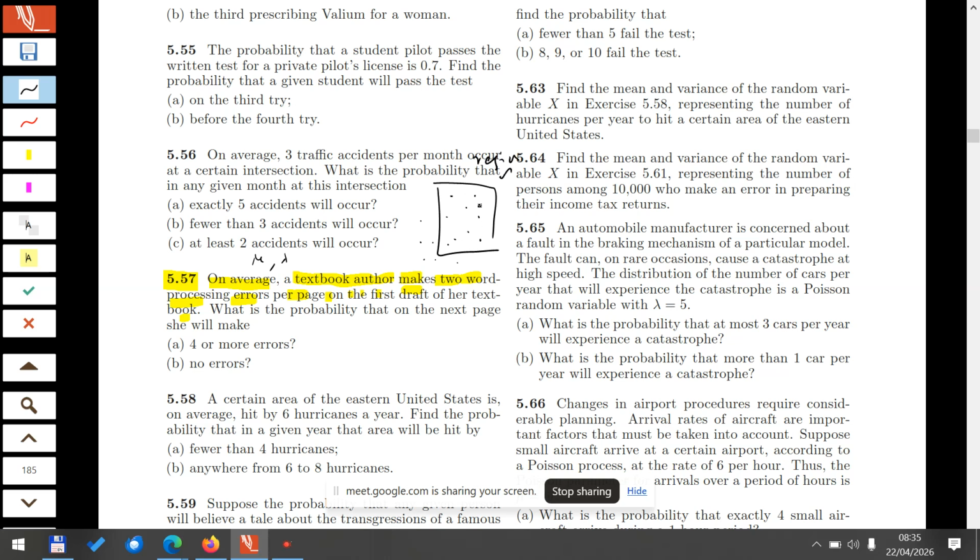And so, per page. Instead of per square meter or per square centimeter, you say per page. Page is that specific region which in most of yesterday's problems was a time interval, but this time it is actually a page, a region of space. And two word processing errors. Obviously, when you are typing, those errors are independent. The errors don't depend on the previous errors. So you see all those features of a Poisson process, right? So what will be my mu or lambda in this case?